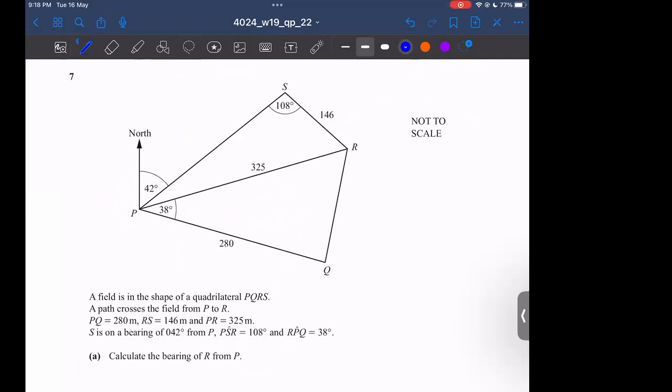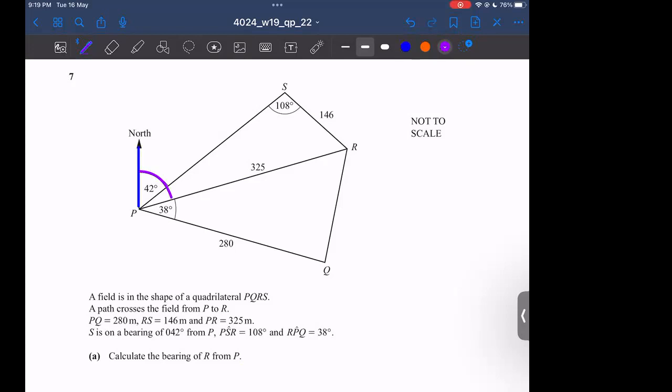Okay? So calculate the bearing of R from P. We're going to make the knot at the P. After "from" we have P over here. So you're going to make the knot at the P, and you're going to draw the clockwise angle from north of P towards the line PR. This is the line PR over here.